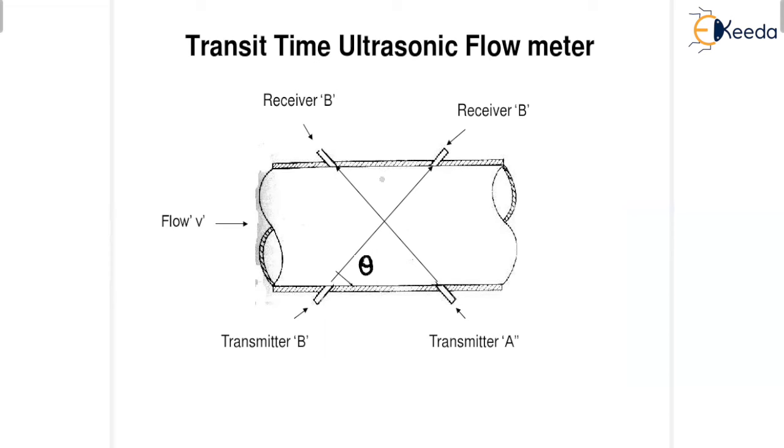Suppose a pulse of ultrasonic sound of certain frequency is emitted by a source. Here I'm going to emit it by a source. Generally what happens, from transmitter B to receiver B, I'm sending the ultrasonic sound. Similarly, here to here in this direction, and here to here in this particular direction.